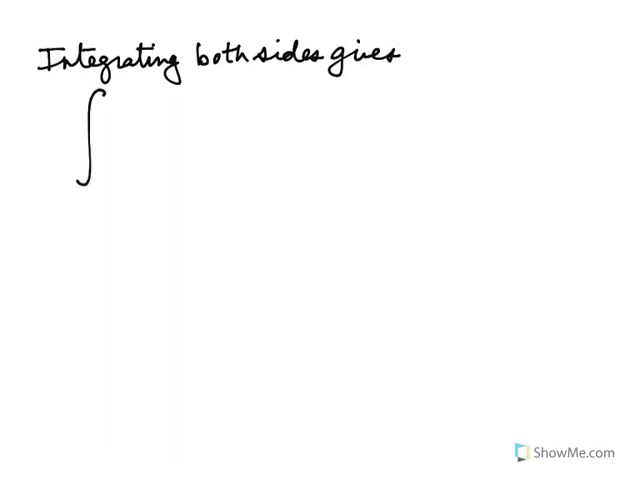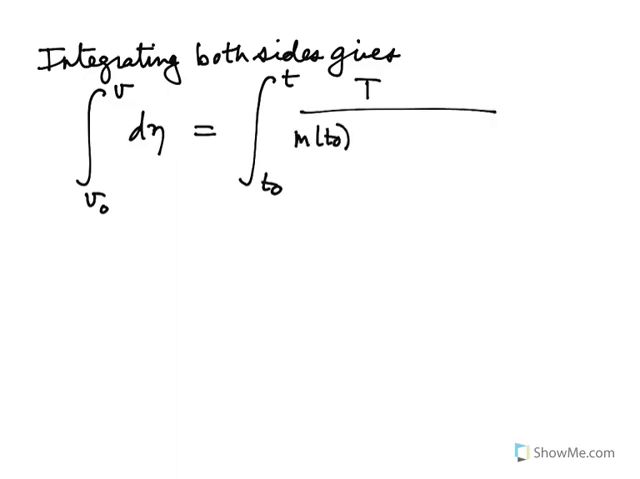So integrating both sides gives the integral from v0 to v, and since I'm using v in the upper limit of the argument, I'm just going to call this d eta, is equal to the integral from t0 to t of T all divided by m of t0 minus T over v_E times (sigma minus t0) d sigma, where I actually am using a dummy variable of integration.